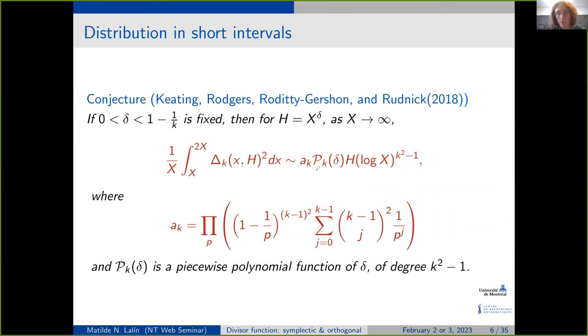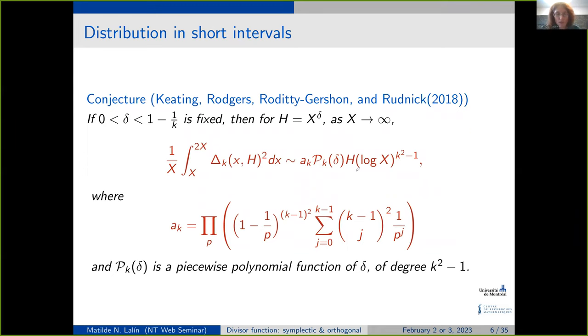Then there is this p_k of delta term. So that's a piecewise polynomial function evaluated in delta, where delta is my exponent of x, of degree k squared minus 1. So what it means is that this is going to be a continuous function and that is defined by pieces in intervals, and whenever it's defined by a polynomial that has degree k squared minus 1. And then those are coefficients, and then there is h, or x to the delta if you want, and then log of x to the k squared minus 1.